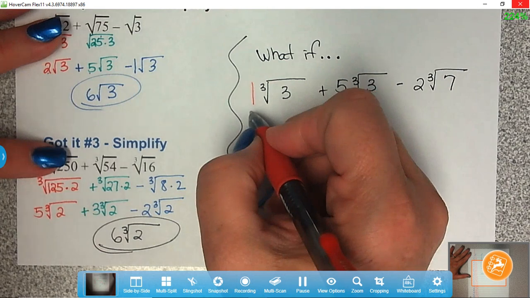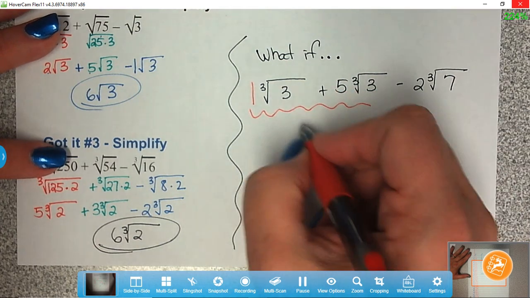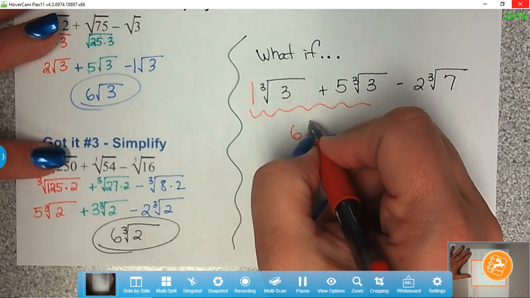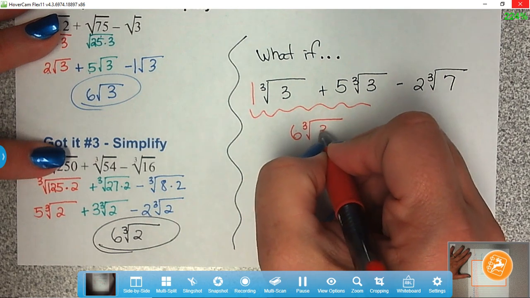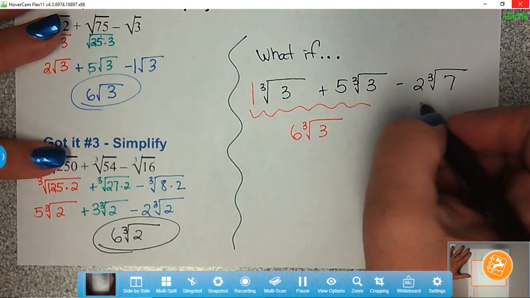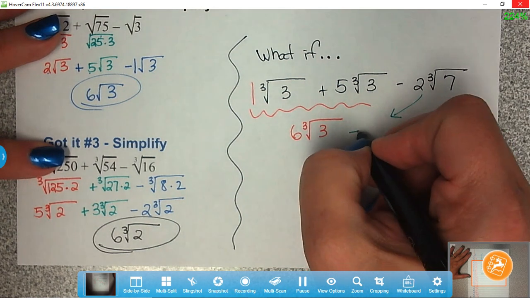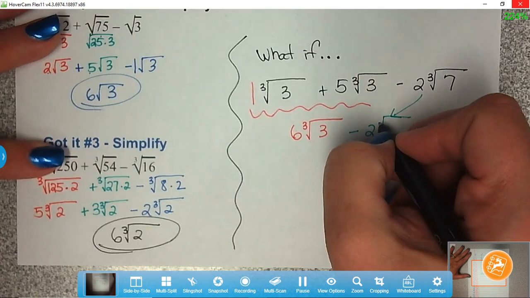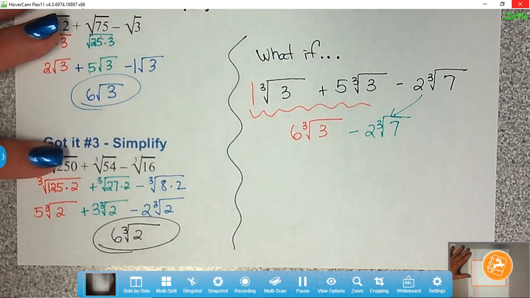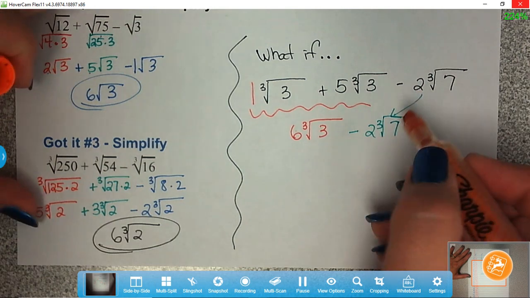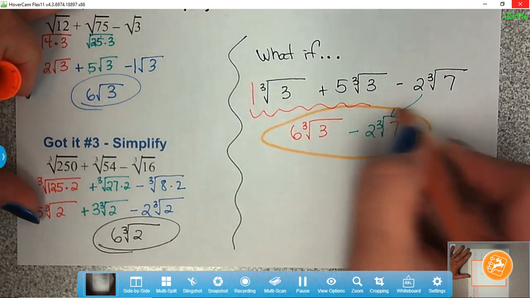So when I combine these two together, I get 6 cube roots of 3. And then I just bring this one straight down. And that is as simplified as it will get. You're done right there.